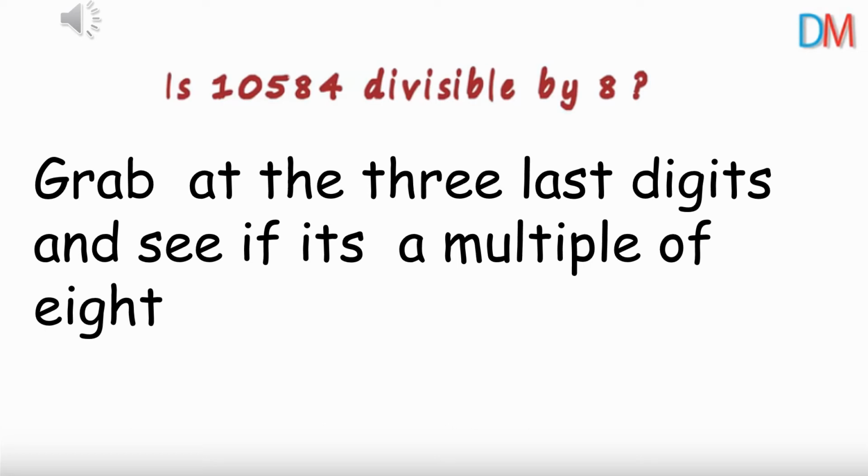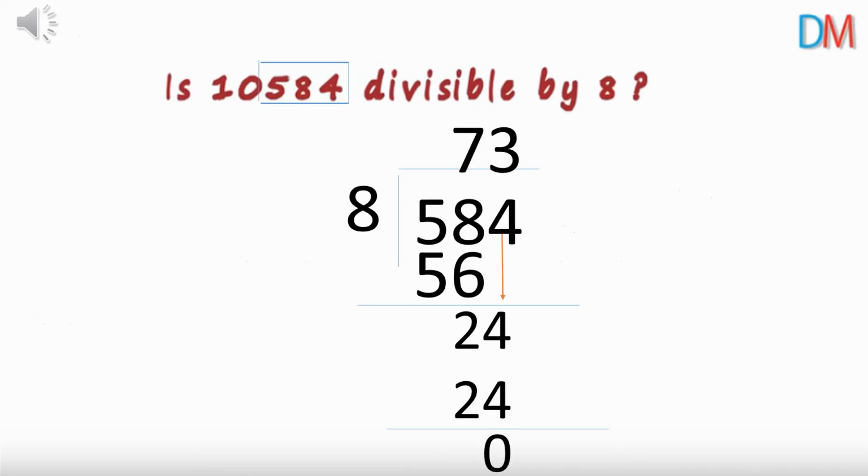When is a number divisible by 8? When you grab the last three digits and see if it's a multiple of 8. For example, in the number 10,584, I'm just going to grab the last three digits, 584, and I'm going to see if it's a multiple of 8. Another way to do it is by dividing the last three digits by 8. That means 584 divided by 8 gives me 73. And at the end, as a remainder, it has to give me 0.